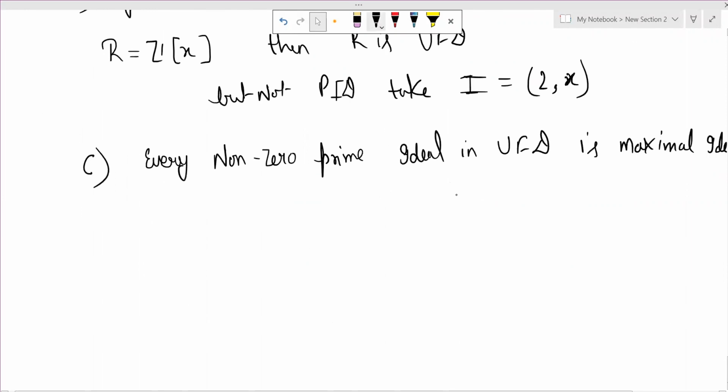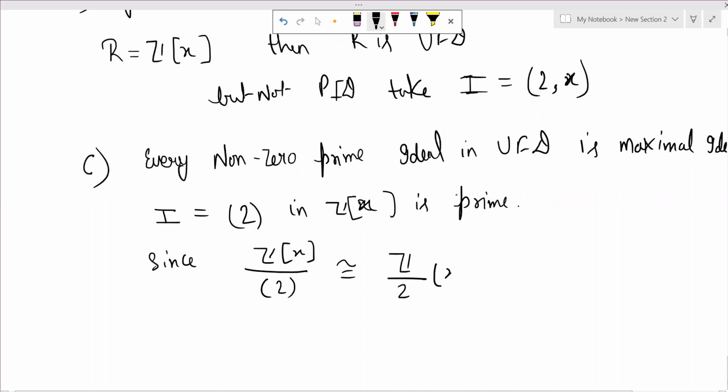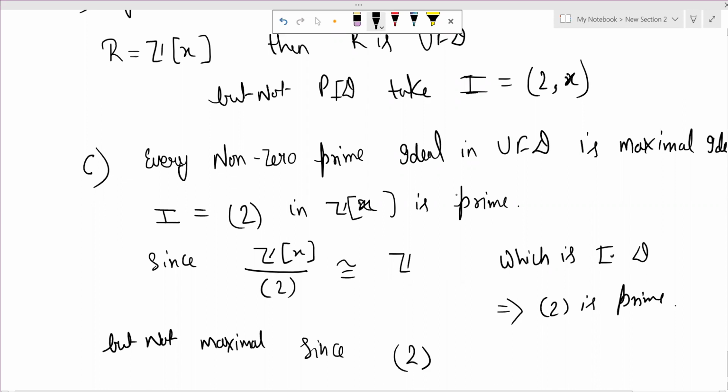So take the ideal I equals the ideal generated by 2 in Z[x]. It is prime since Z[x] modulo the ideal generated by 2 is isomorphic to Z_2[x], which is an integral domain. That implies the ideal generated by 2 is prime. So this is a prime ideal but not maximal, since the ideal generated by 2 is contained in but not equal to the ideal generated by 2, x. So yeah.